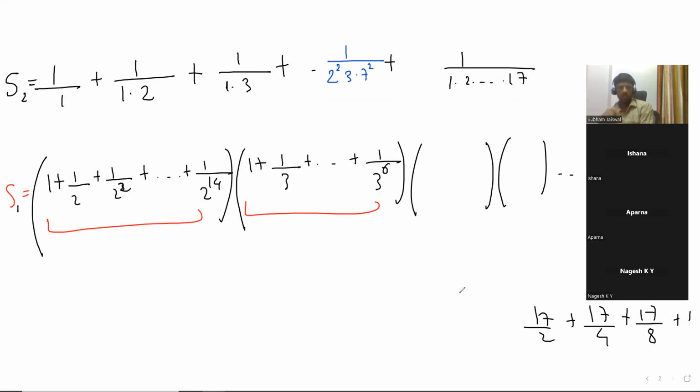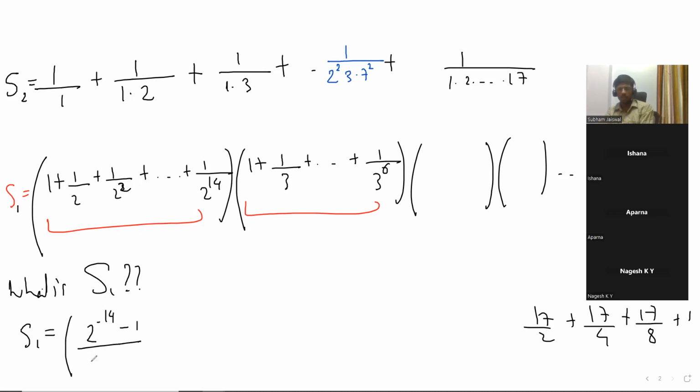But then just the last thing I want to say is: what is S1? Is it an interesting thing? Well, it is interesting because you can find its value. That's why I was thinking that this question might be this, because you can actually find the value of S1, right? It's not very difficult. You just have to compute some geometric progressions. So what is it? 2 to the minus 14 minus 1. You know this better than me.